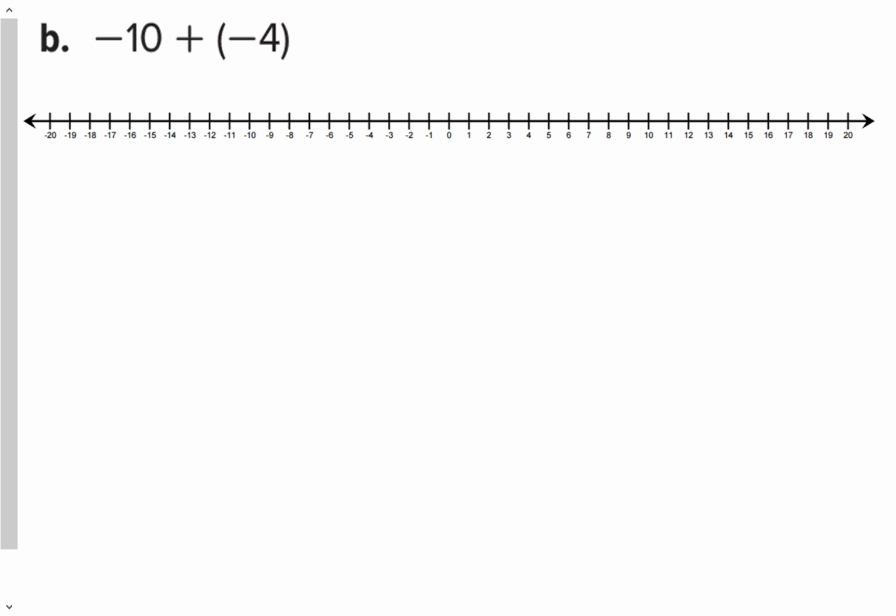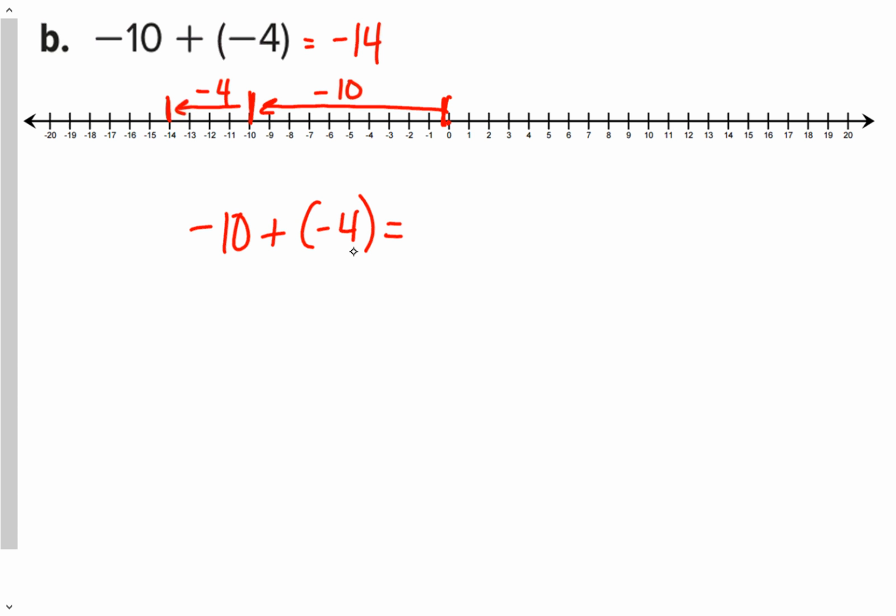Here's example B, again on page 204. So we want to start off with negative 10, so we're at 0. We're going to move left to negative 10. And then the negative here is going to tell us that we have to move left. So moving left 4, 1, 2, 3, 4. Okay, and then we end up at negative 14. Again, if we're going to do this with the absolute values, you would add their absolute values. So 10 plus 4 is 14, and since these are both negative, the answer is going to be negative.